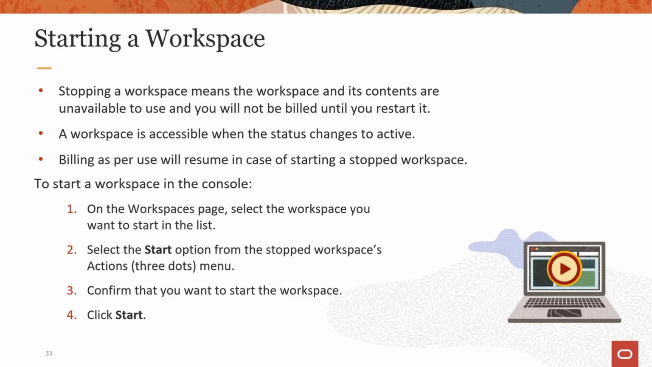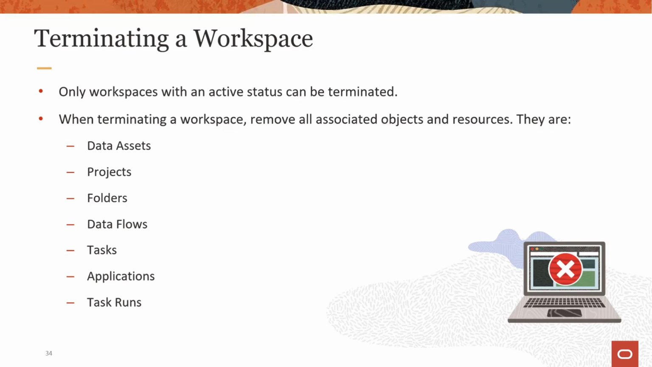Select the Start option from the Stopped Workspaces Actions menu. Confirm that you want to start the workspace. Click Start. You can terminate only the workspaces having an active status. When you terminate a workspace, you remove all associated objects and resources like datasets, projects, folders, data flows, tasks, applications, and task runs.